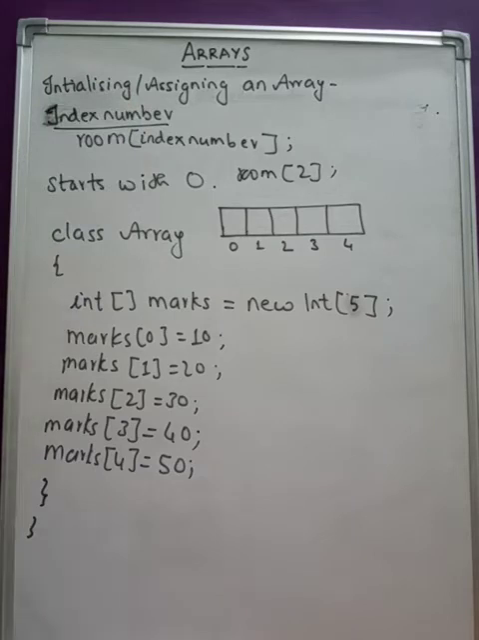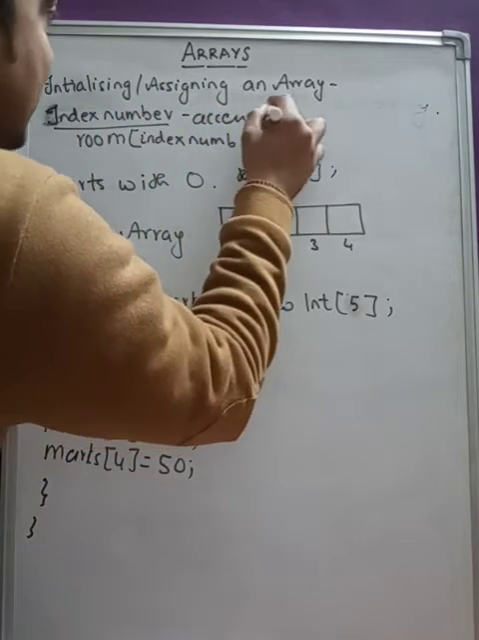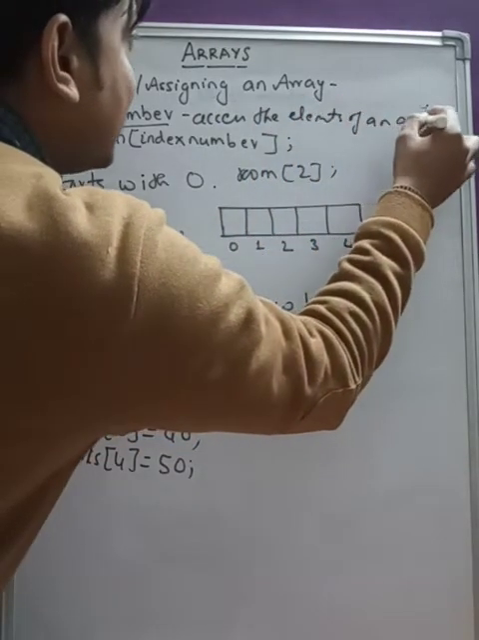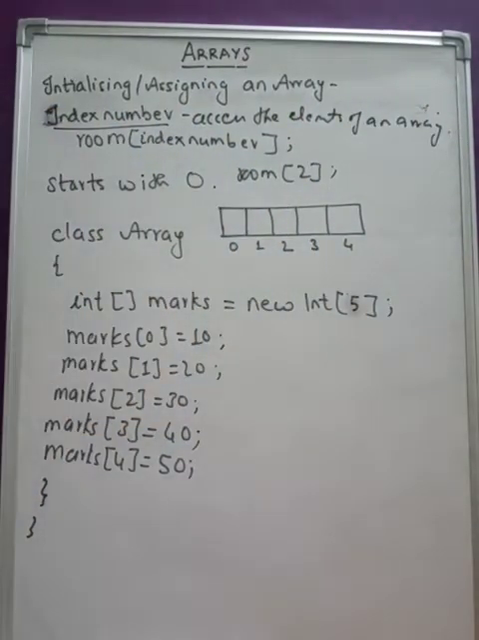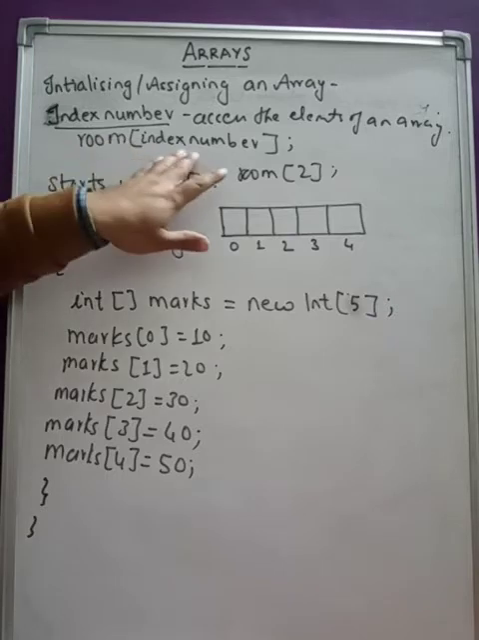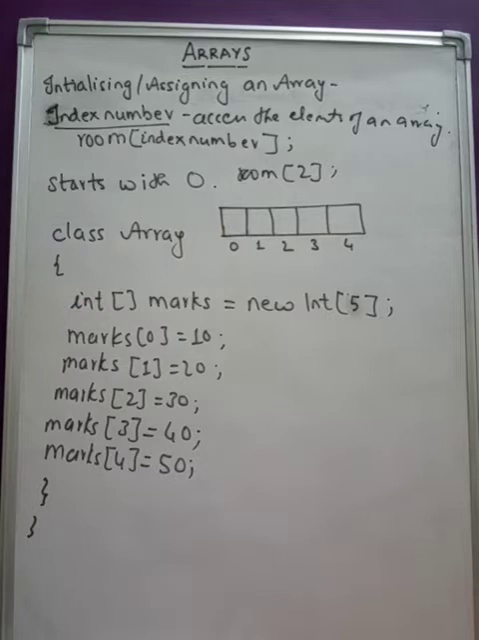So what is the index number? The index number is used to access the elements of an array. And what are the elements of an array? The values stored in the array are known as the elements of an array. So you write the array name followed by the index number of the particular value that you would like to fetch or access.